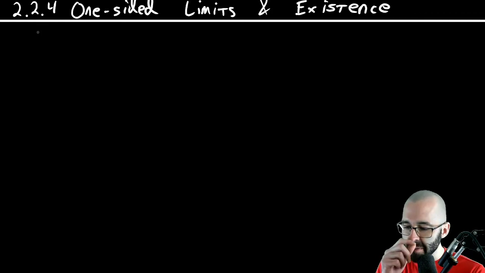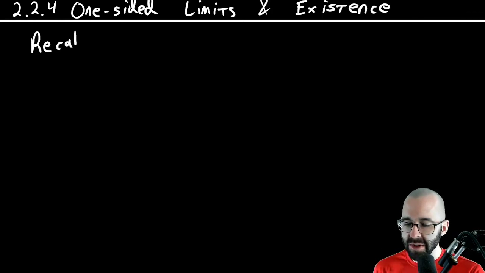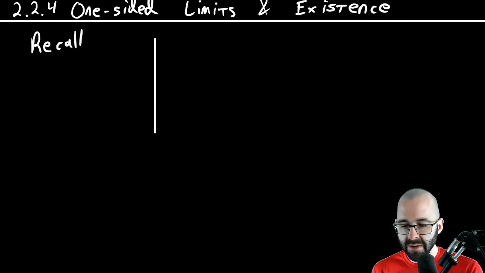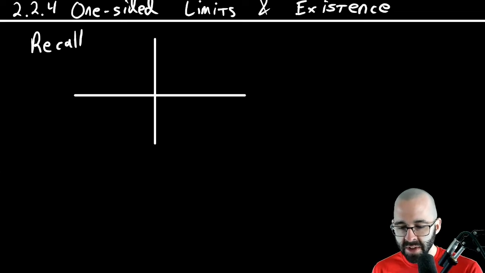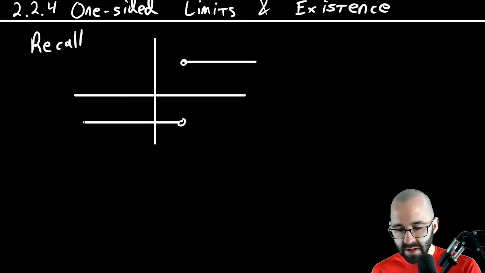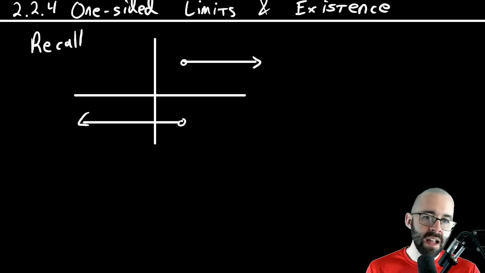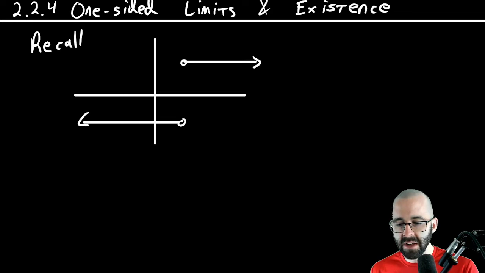So let's start off by remembering one of the first graphs that we looked at. One of the first graphs we looked at in this section was the function that had a hole at 2. It kind of looked like this. In this case, the limit from the left is different from the limit from the right. Again, let's say that this is positive 2 and down here it's negative 2 right there.